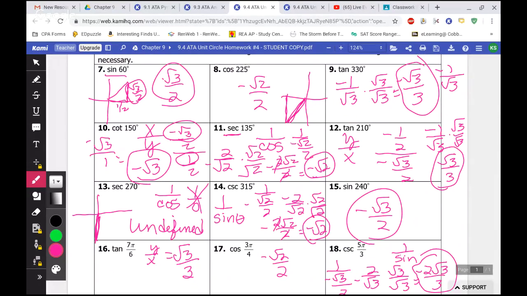Cotangent. Yeah, number 10. So x over y. Negative root 3 over 2 and 1 over 2. And remember, when it's a complex fraction, the denominators cancel. So you're only dealing with the numerators, which leaves you with negative root 3 over 1, which reduces to negative root 3. Wait, so it's cotangent 150. So you got a negative root 3 over 2 and 1 over 2.